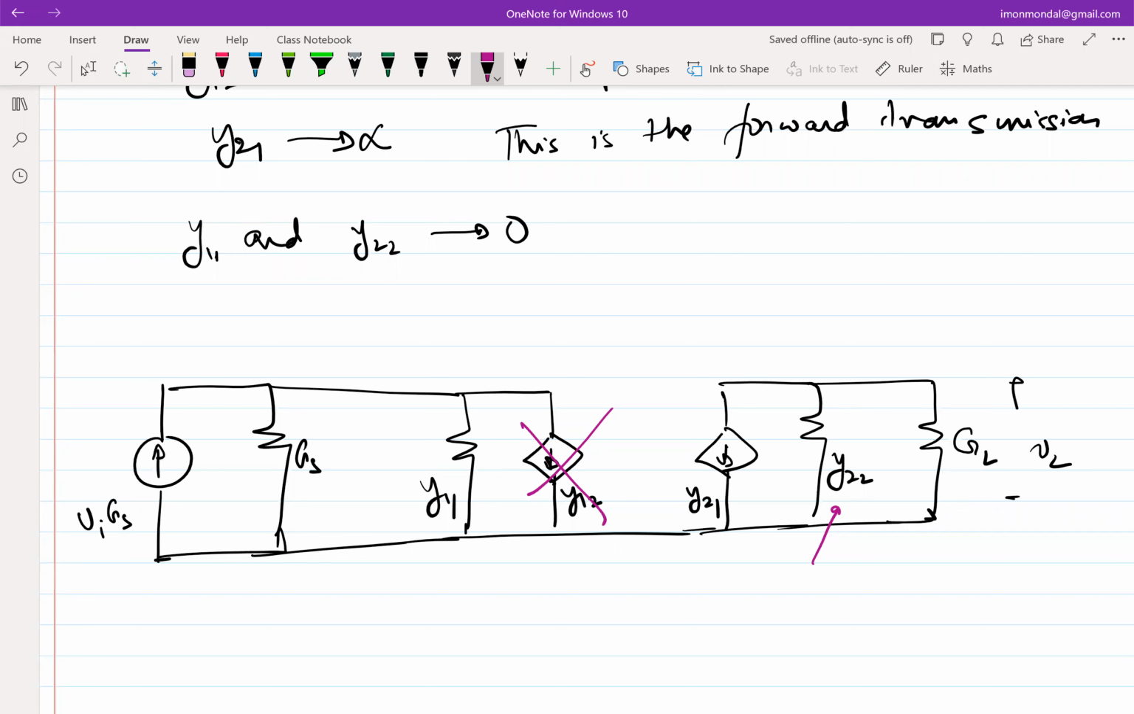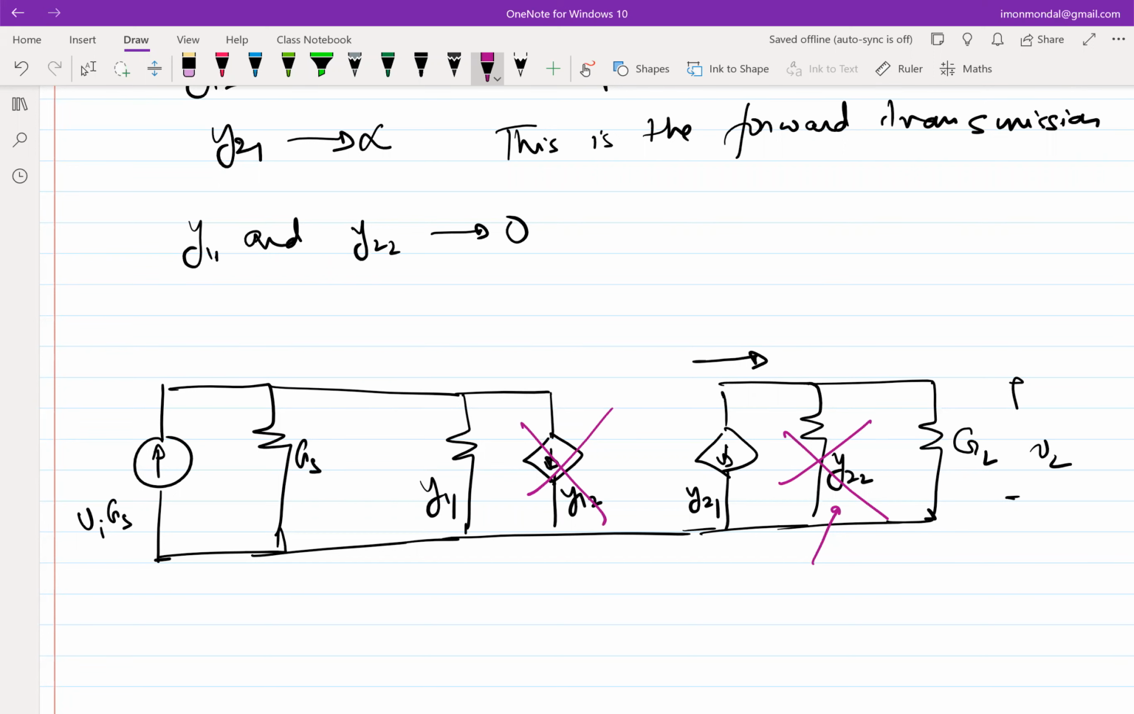So essentially what he's saying is that y22 is coming in parallel to GL, right? Whatever current is coming out of this current source, I want it to flow into my GL. I don't want it to get divided. If it gets divided, I am losing information. I want all the information to be dumped into my GL. So I don't want any current division, and I don't want y22 at all, if possible. This is a wish list.